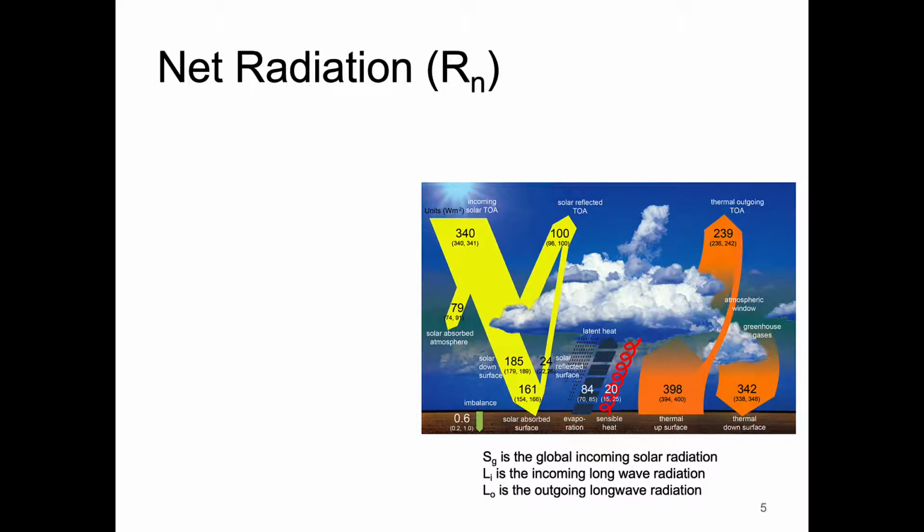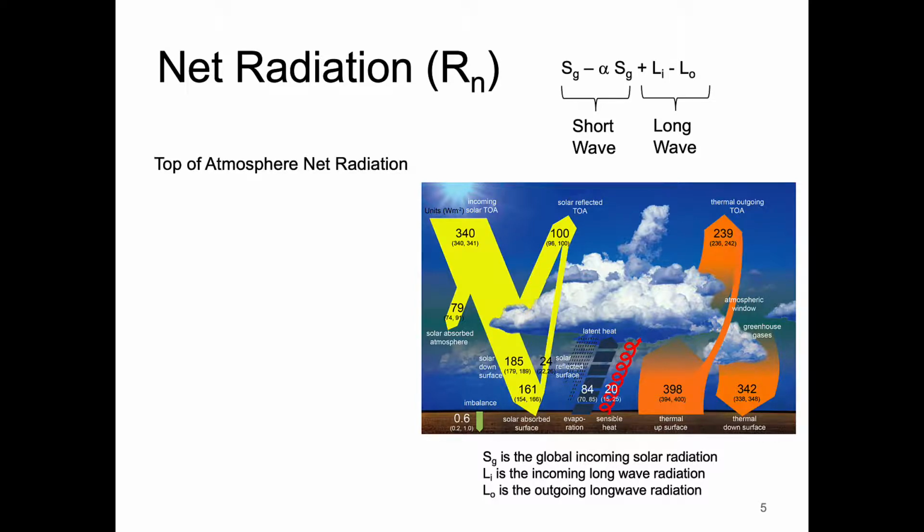Now that we have a good understanding of the shortwave and longwave components of the energy balance, we can sum these together to get a quantity called the net radiation. And it really is just that, a summation of the shortwave and longwave components. Coming back to the schematic of the radiative balance, we can consider the net radiation at the top of the atmosphere. And this includes the incoming shortwave radiation of 340 watts per metre squared, minus the outgoing shortwave radiation of 100 watts per metre squared.